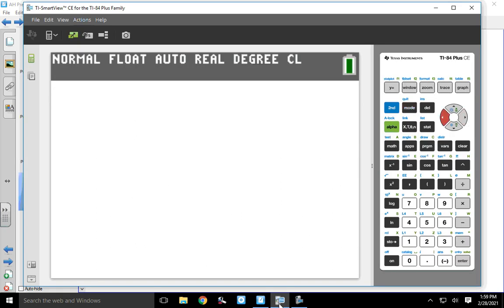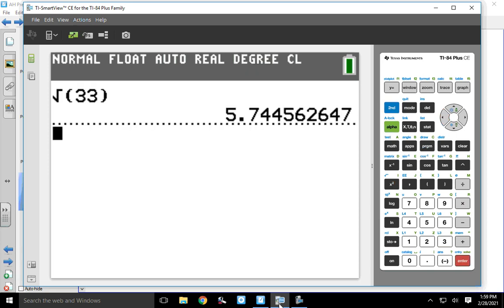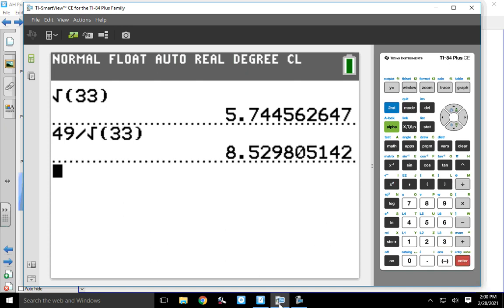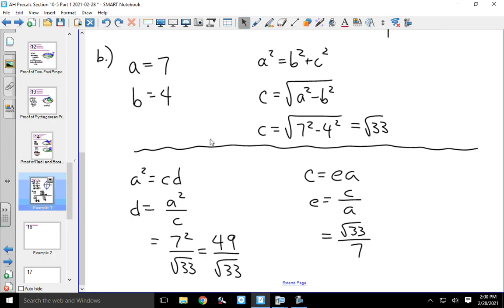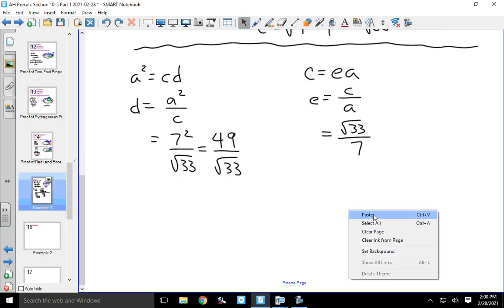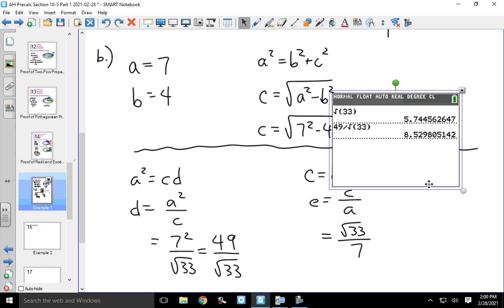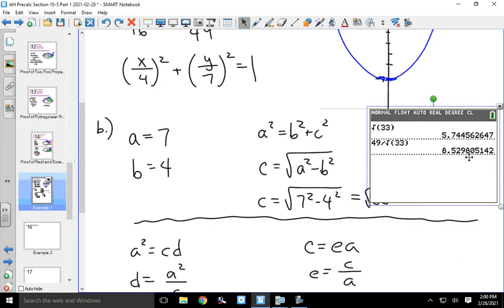And let's calculate the value of c. c we said was the square root of 33. So it's going to be 5.7 something, 5.744. I really just need one decimal to get a pretty decent sketch of this, but that's all right. And then for d, our focal radius was 49 divided by the square root of 33, that value we had up above there, and we get 8.529. All right, so that gives us two values to work with. Let me grab a picture of that and we'll just paste it in here so we have that to work with. In fact, I'll move it up here so I can see it.